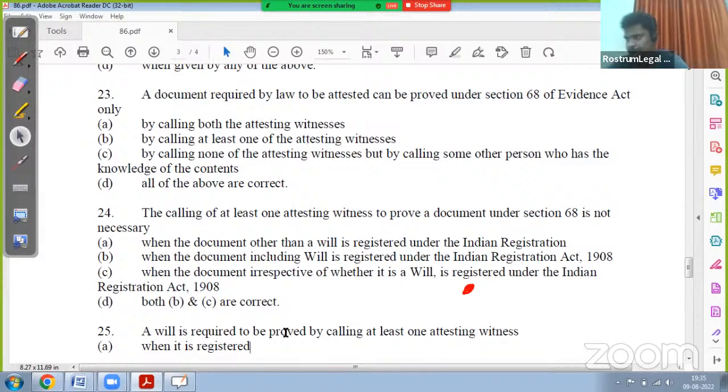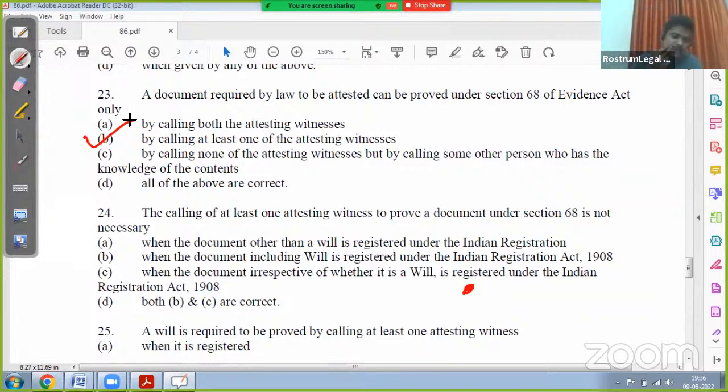ठीक है? तो a document required by law to be attested can be proved under section 68 of Indian Evidence Act only by calling both of the attesting witness, only by calling at least one of the attesting witness, only by calling none of the attesting witness, but by calling some other person who has knowledge of the contents. D, all of the above are correct. So its correct answer will be option B. ये question बहुत पूछा जाता है.